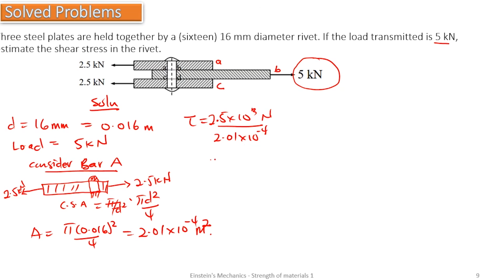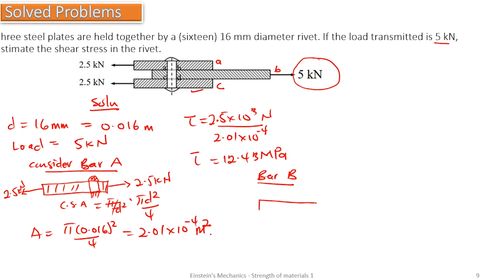And I'm getting this as the shear is 12.43 megapascal. The same thing will happen in bar C. Let's consider the B if we are going to get the same shear. And of course, the shear should be equal. So bar B, let's see what happens.